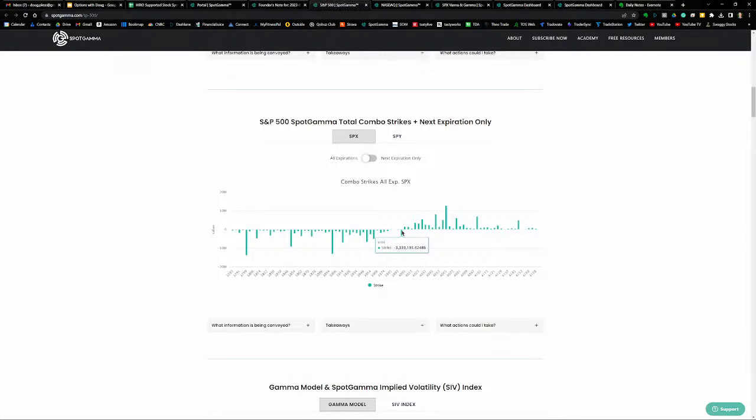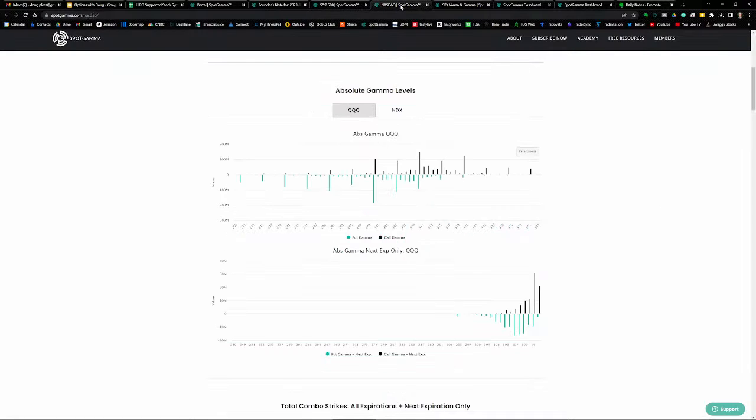Here's the 4,000 strike, and there's a bit of a void below 4,000, but that is really the last strike with any negative gamma or put gamma, and recall that is also the volatility trigger. So negative gamma or put gamma below that level, and positive gamma or call gamma above that level. All right, let's take a look at the NASDAQ.